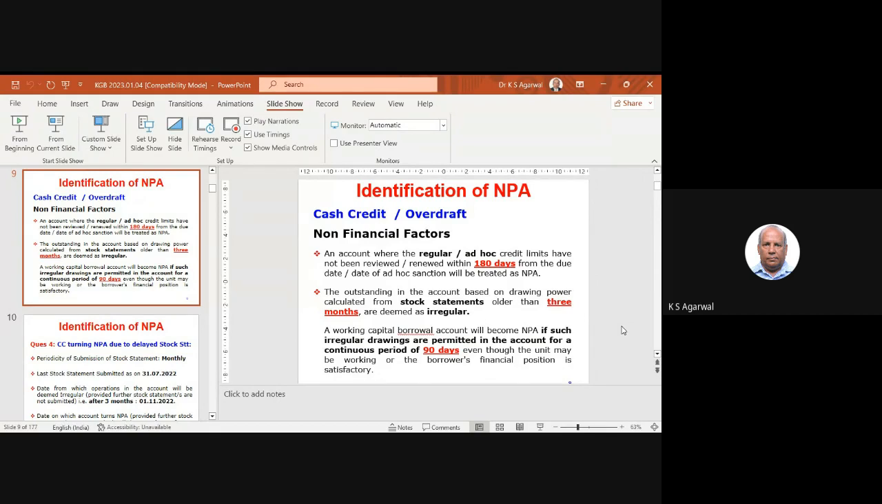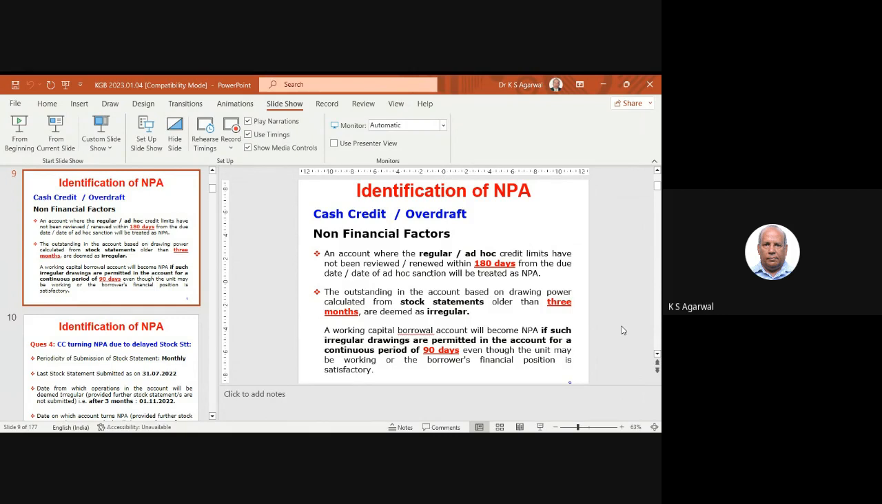And if it is neither reviewed nor renewed within 180 days from 4th January 24, this account will become NPA, irrespective of the balance was always below sanction limit drawing power, credits were there, credits were sufficient to service the interest. Even then, this account will become NPA. For regular limits, 180 days from the anniversary date.